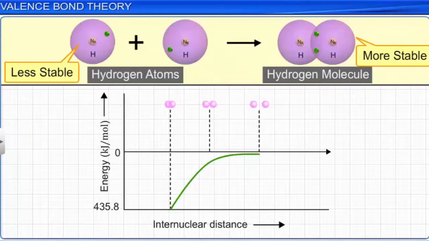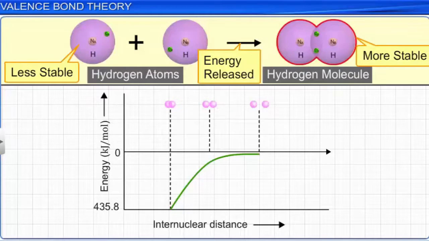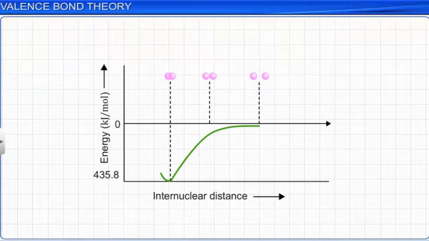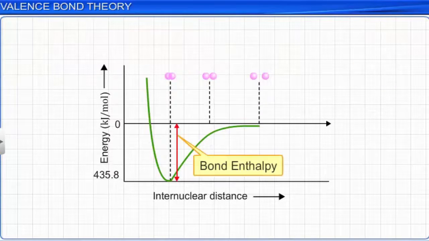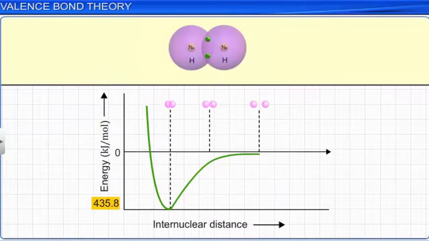Consequently, energy of the system increases, causing instability to the system. As energy is released during the formation of the bond between the two hydrogen atoms, we can say that the hydrogen molecule is more stable than the isolated two hydrogen atoms. The energy so released is called the bond enthalpy, which corresponds to the minimum as shown in the figure. It is important to note that the same amount of energy is required to dissociate one mole of hydrogen molecule.